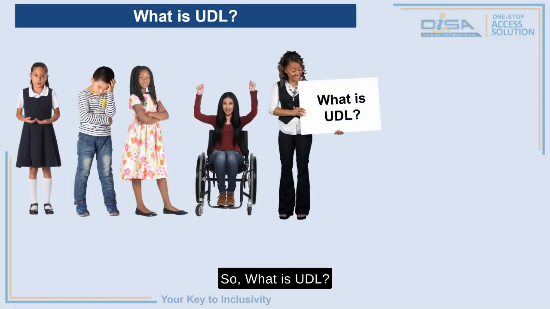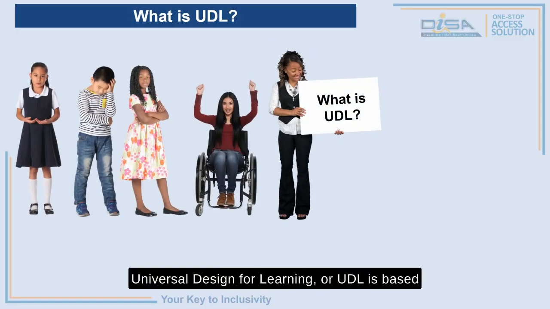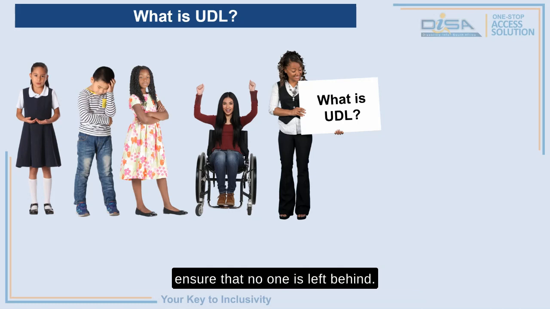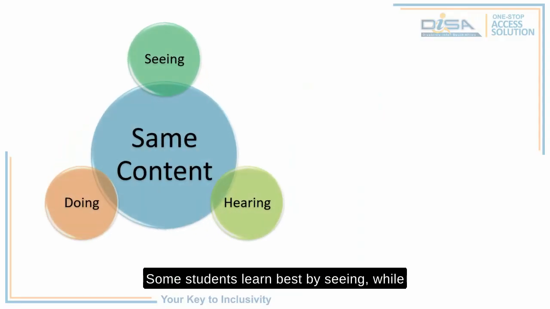So what is UDL? Universal Design for Learning, or UDL, is based on the idea that all students learn differently and that we need to accommodate everyone to ensure that no one is left behind. Some students learn best by seeing, while others learn best by hearing or doing. UDL acknowledges this diversity of learning styles and provides multiple ways for students to access and learn the same content.